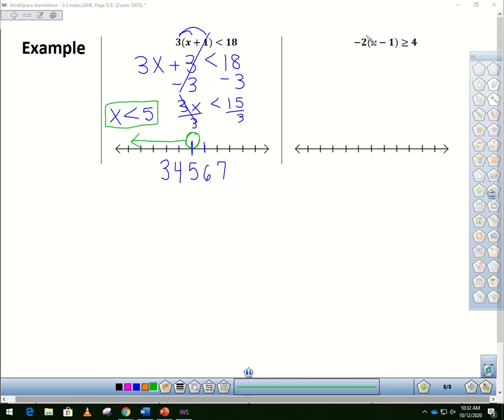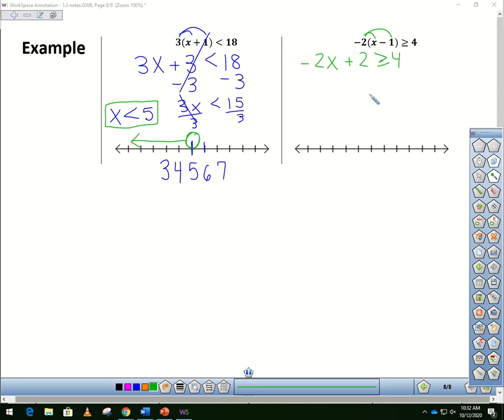Okay, so what do I have to do first over here? Distribute the -2. So I get -2x plus 2 is greater than or equal to 4. We distribute. Now we have to subtract the 2 on both sides. That gives me -2x is greater than or equal to 2.